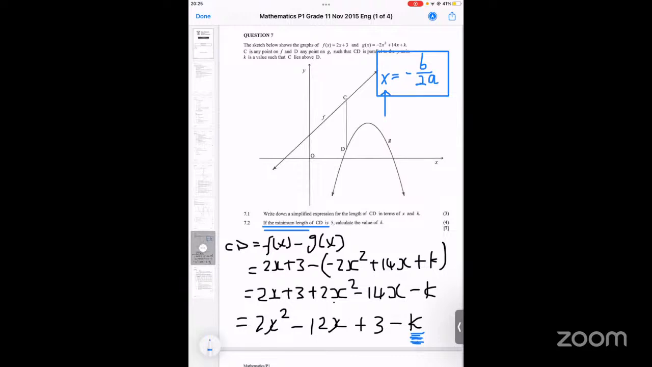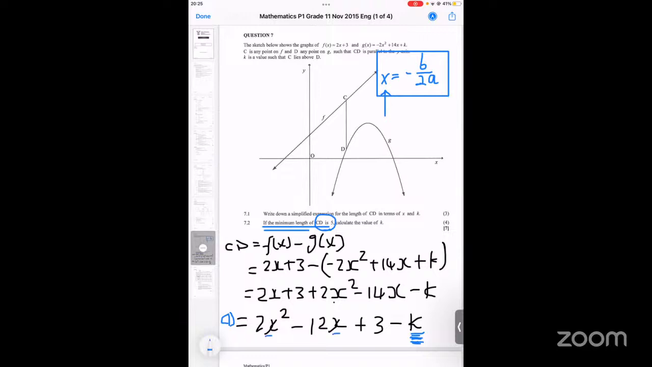So the minimum length is 5. The minimum length of CD is 5. You already have the formula which says CD equals the whole of that, and then they are saying CD is 5, the minimum length. So can you see, now you'll have X that you need to sort out.